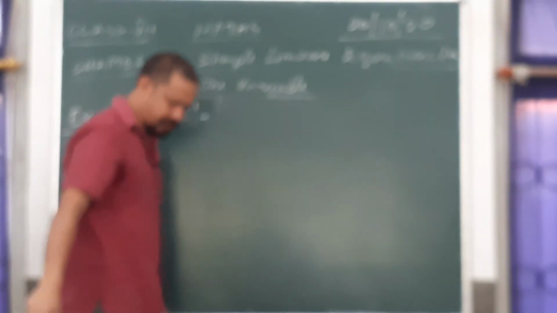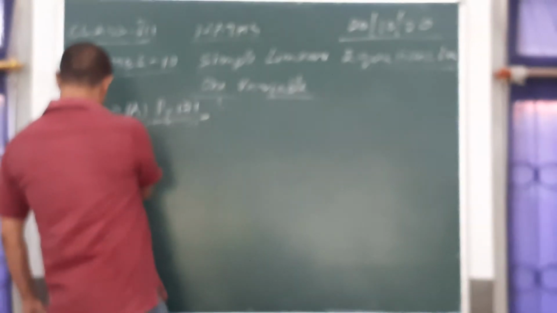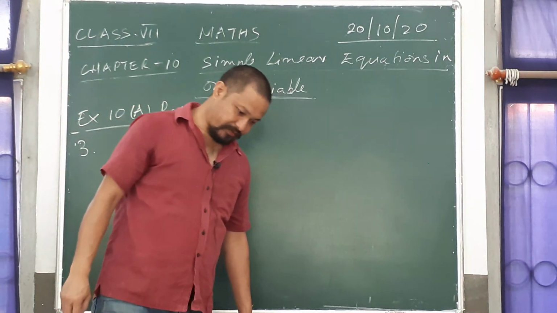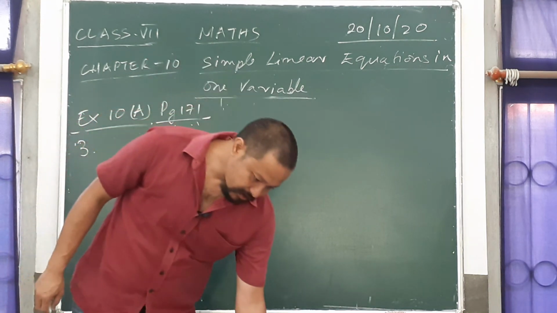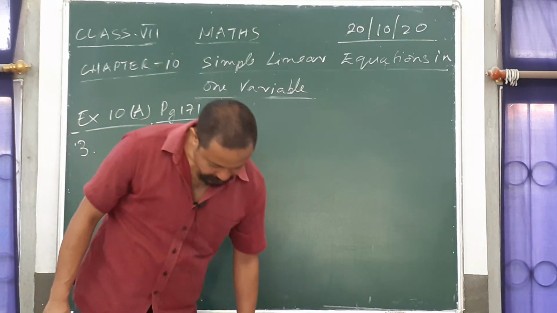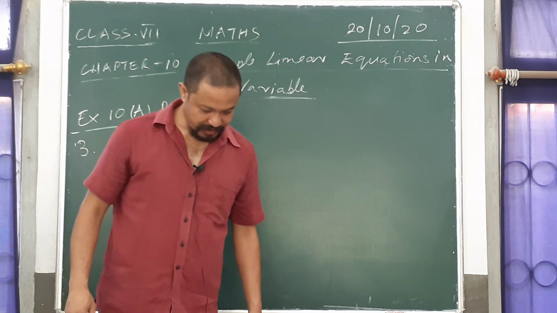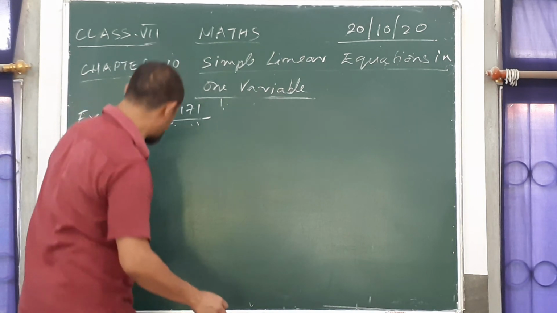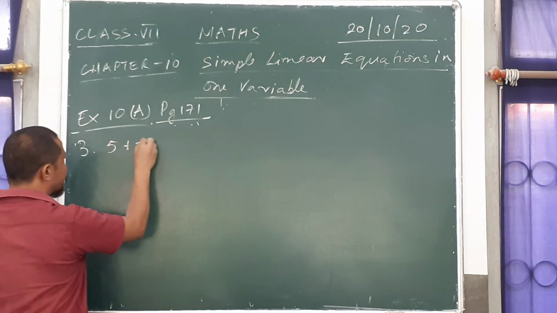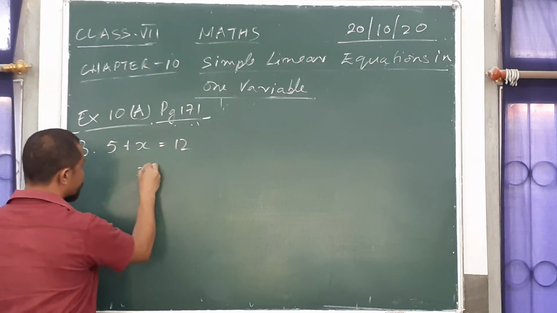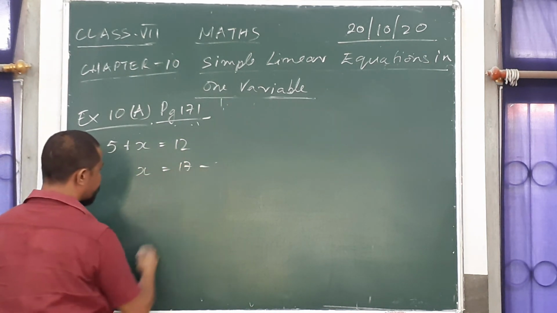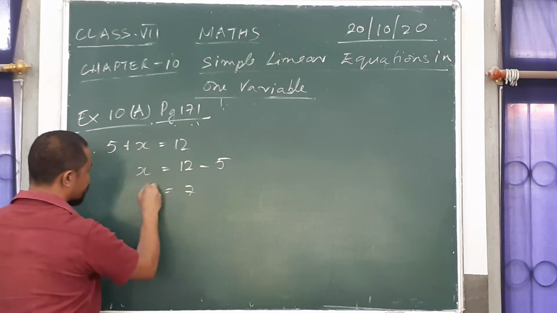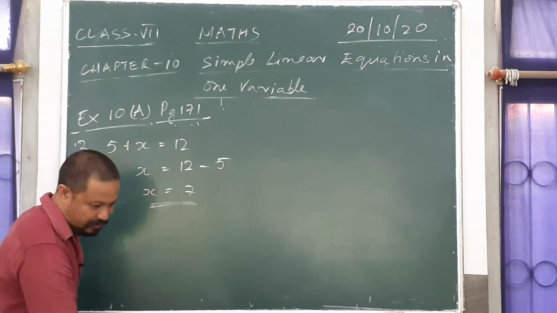Okay, question number 3 states, write the following statements in equation form. Find numerals to make true statements. Now the first one is given, the sum of 5 and x is 12. So 5 plus x equals 12. It's given as the sum of 5 and x is 12. So x equals 12 minus 5, which is 7.